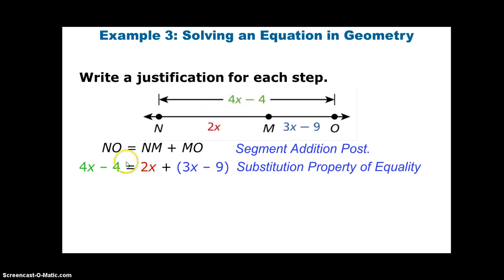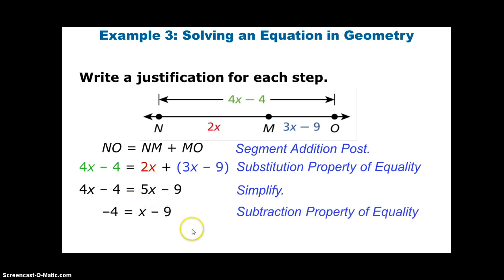Well, we know 4x minus 4 is the whole length, and we know that 2x is this chunk here, and then 3x minus 9 is this chunk. So we can go here with that next step, and then we're going to simplify both sides. So notice there's no number in front of this parenthesis here, so this parenthesis really isn't needed. So that's where they went 2x plus the 3x to get 5x. And then they're going to start doing the steps to solve this equation.